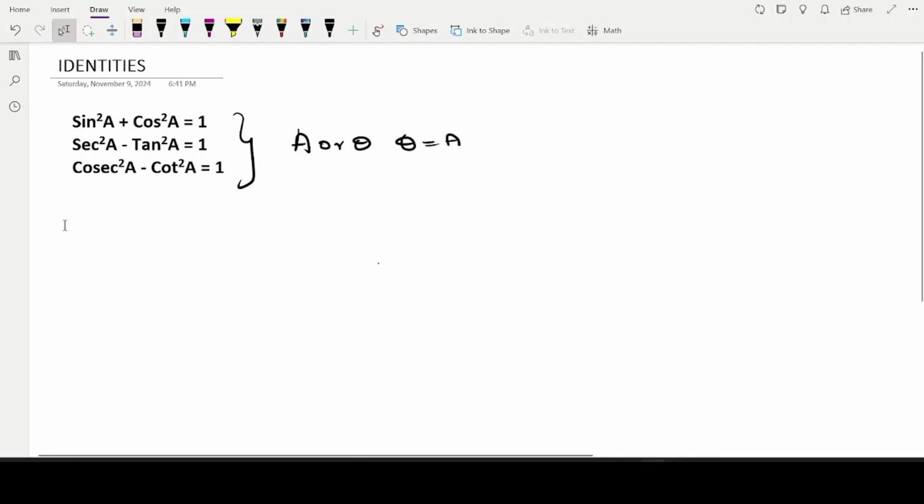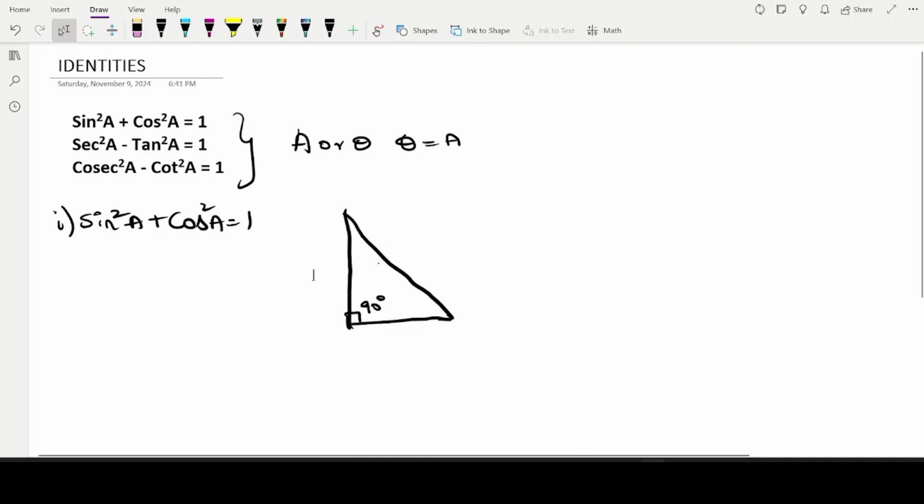So the first identity, let us prove the first identity, which is sin²A + cos²A = 1. Let us draw a triangle. So here is the 90 degrees. Let us name them A, B, and C. The angle is at A. So this would be the opposite side, this is adjacent, and this could be the hypotenuse.